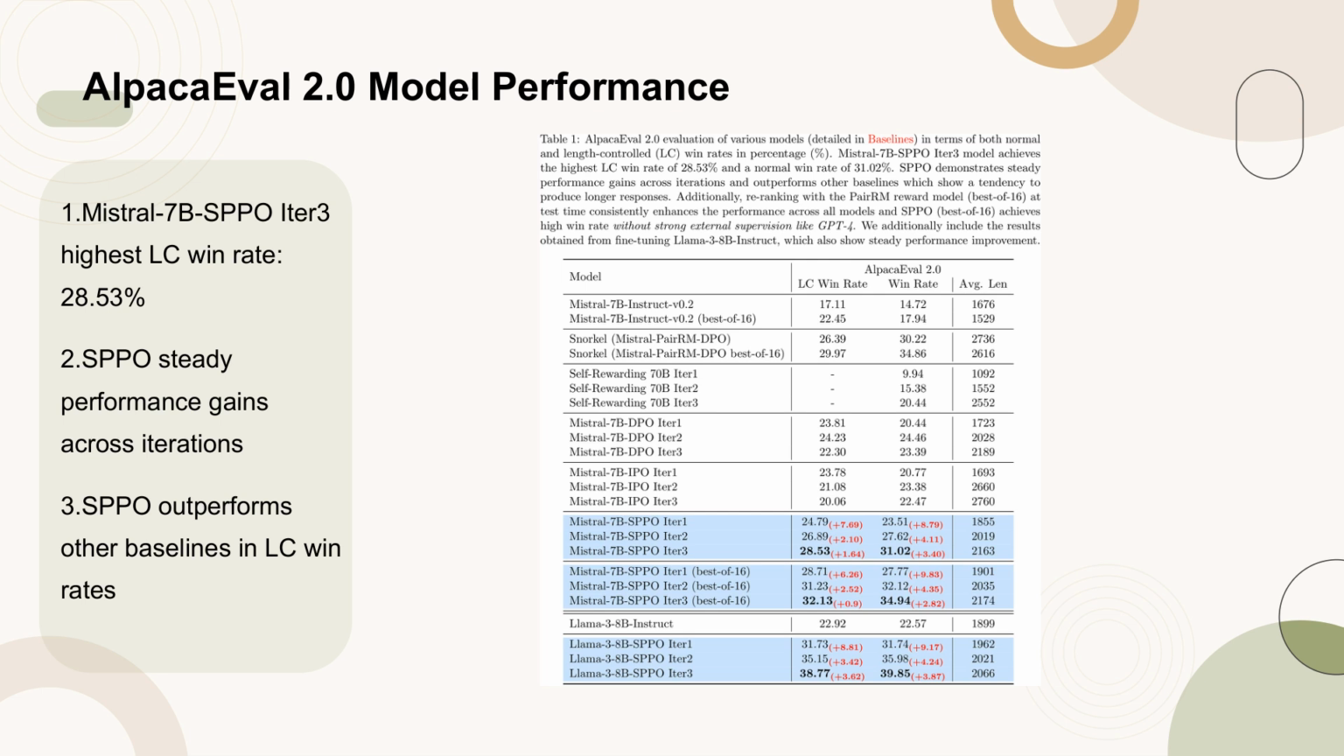The table highlights that SPPO consistently improves performance across iterations, outperforming other baseline models that tend to generate longer responses. Additionally, the use of the PairRM reward model for re-ranking at test time consistently enhances performance across all models, including SPPO, which achieves high win rates without strong external supervision like GPT-4.